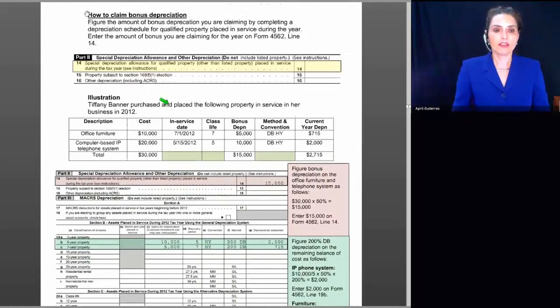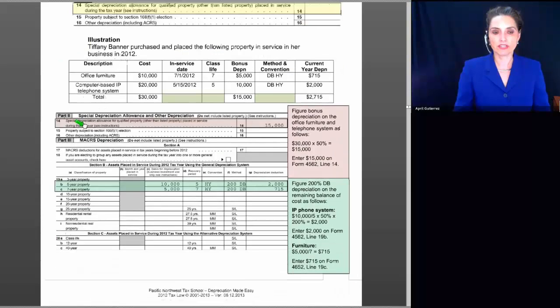So how do you claim bonus depreciation? Figure the amount of bonus you are claiming by completing a depreciation schedule for qualified property placed in service during the year. Enter the amount of bonus depreciation you are claiming for the year on Form 4562 in Part 2 on line 14. Part 2 appears immediately above the part where you figure your MACRS depreciation deduction and immediately below where you figure the Section 179 deduction on the form. So line 14 is where you enter your deduction.